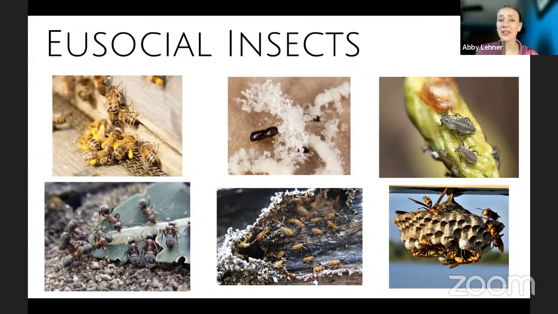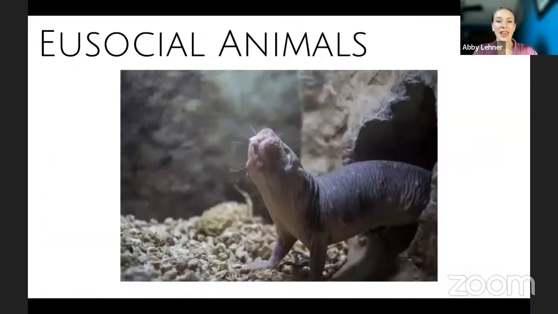And then another example of a eusocial insect are wasps. Not all wasps, but some types of wasps are eusocial, like these paper wasps I have here in the bottom right. And while not an insect, I wanted to throw this in for fun. Naked mole rats are the only eusocial mammal, which I just find absolutely fascinating. So I had to throw them on as an honorable mention.